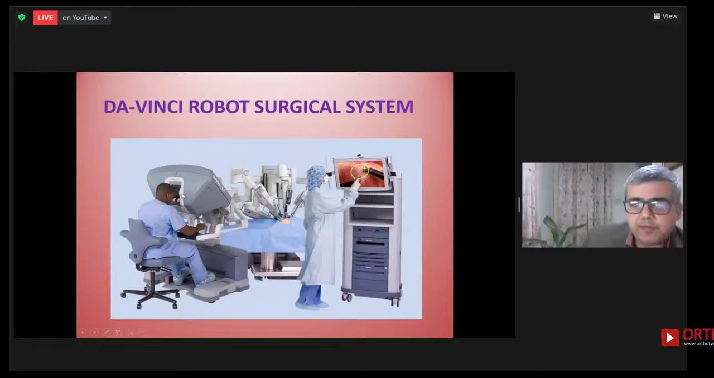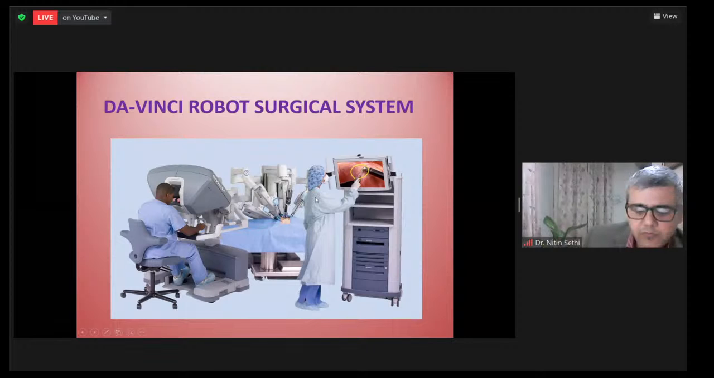There is a console in which the surgeon sits and operates, and he looks at the view. This is the patient cart, which has the robotic arms, and this patient cart is docked to the patient. And this is a viewing tower in which the assistant can view what the surgeon is doing.